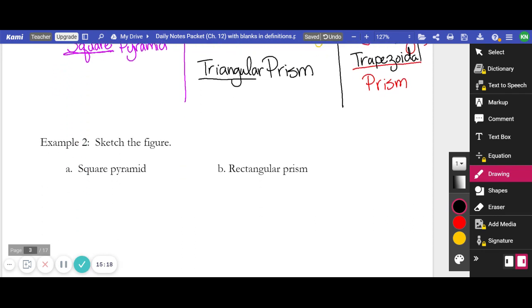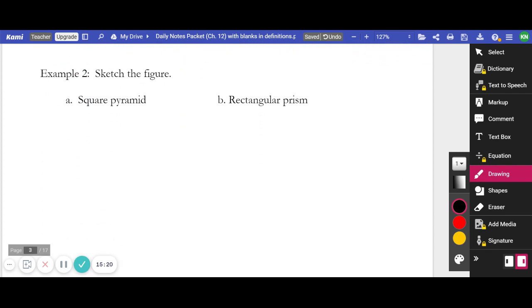Alrighty. Let's see if we can draw two to wrap up our study of the vocabulary. Sketch the figure, a square pyramid. So remember that means the shape of the base. And a pyramid has triangular sides that meet at the top.